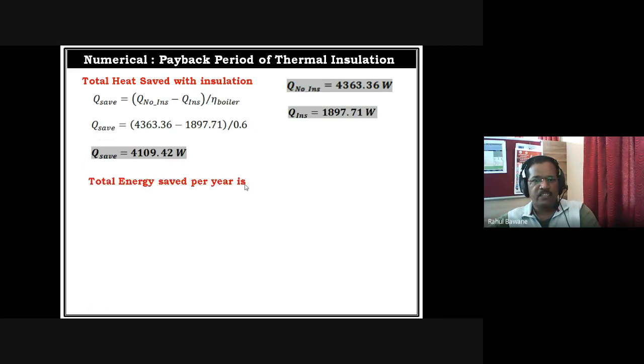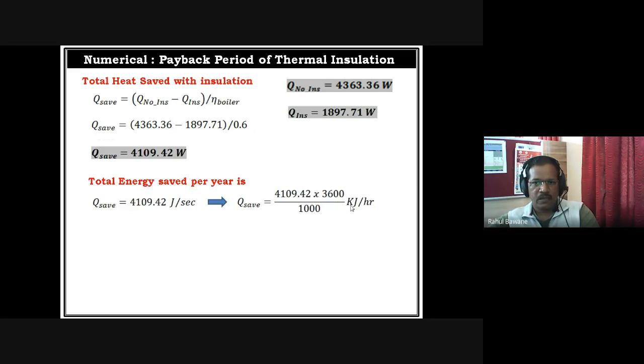Okay. Now total energy saved. Suppose this is the amount of heat saved. So what is the energy saved per year? So this is watt. Watt means joule per second. Remember, payback period is always calculated on the basis of per year. So this is 4109.42 watt, so joule per second. Convert into hours and kilojoules. So for kilojoule we divide by 1000, and to convert into hours we multiply by 3600.